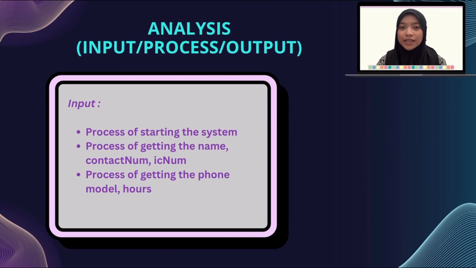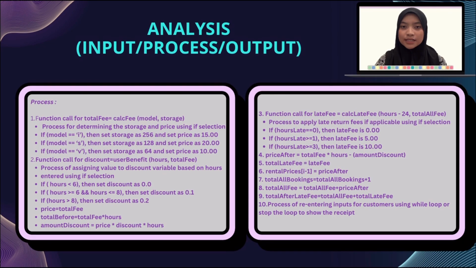Now, we will move to the analysis part, which includes input, process, and output. For the input, it is the process of starting the system where the user will enter either Y, which is yes, or N, which is no. Besides that, it is also a process of getting the name, contact number, and IC number from customers as the customer's information. Then, input is also a process of getting the phone's model and hours for the customer to rent the phone. Next is the analysis process.